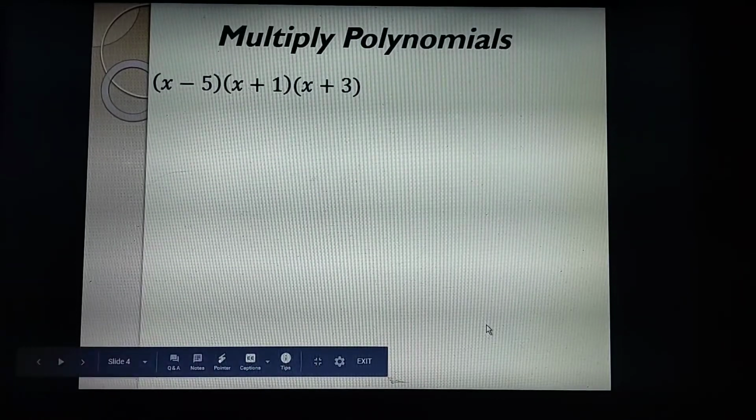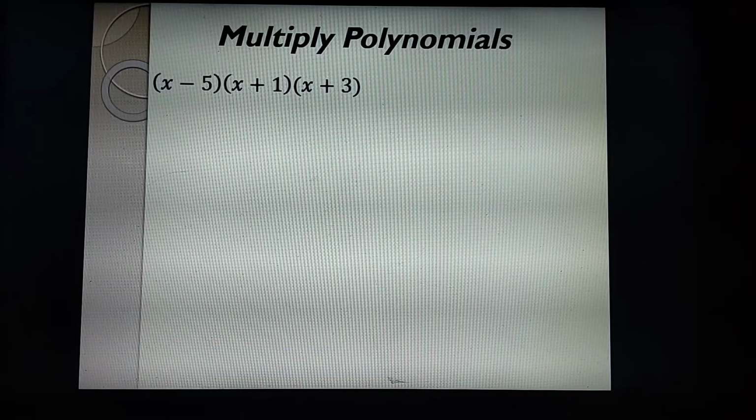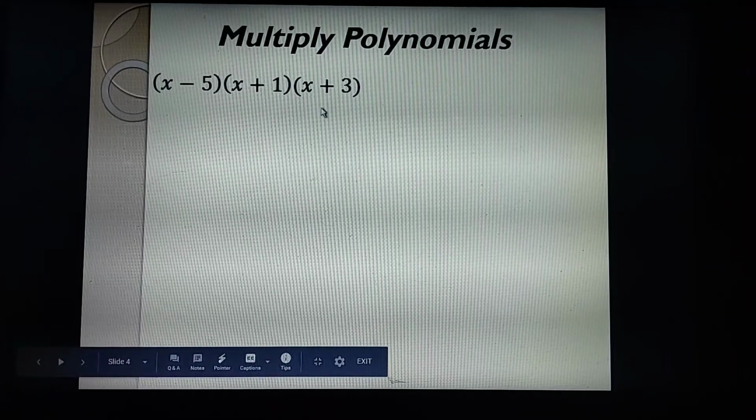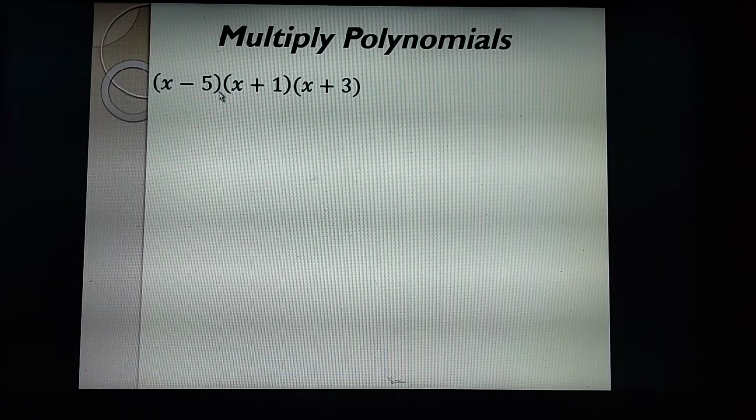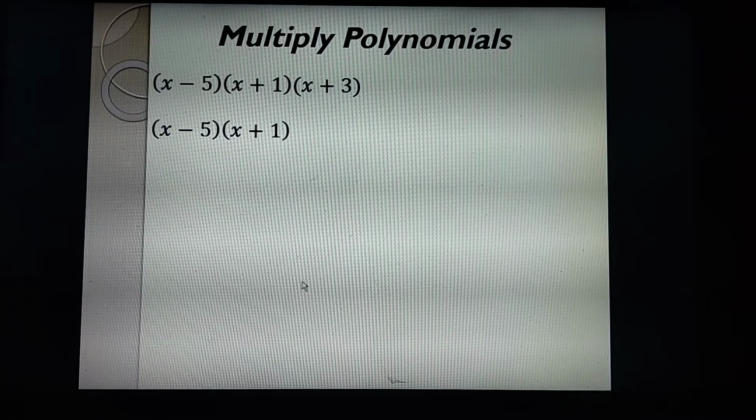Okay, our final example. We have done problems like this before. Some of you remember, some of you will not, so that's why we're going to go over it again. Now, whenever you have more than one set of parentheses, you're going to focus on just the first two sets of parentheses, okay? And we're going to FOIL those together. We're going to ignore this x plus 3 for right now. So we're going to FOIL, okay?